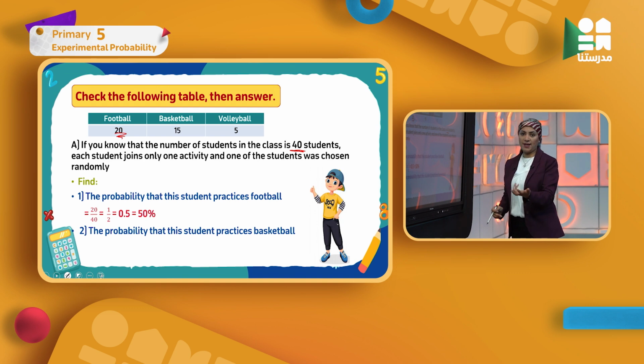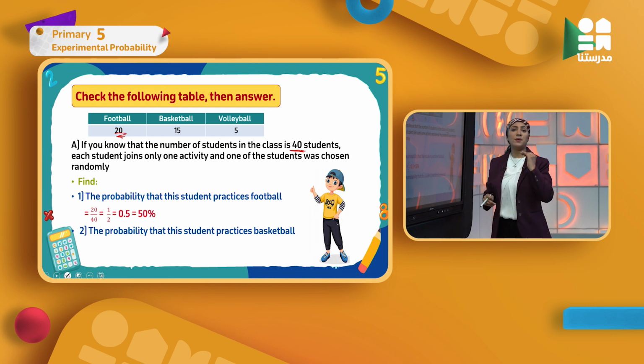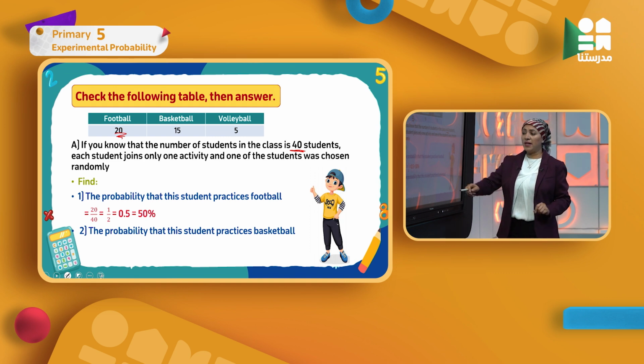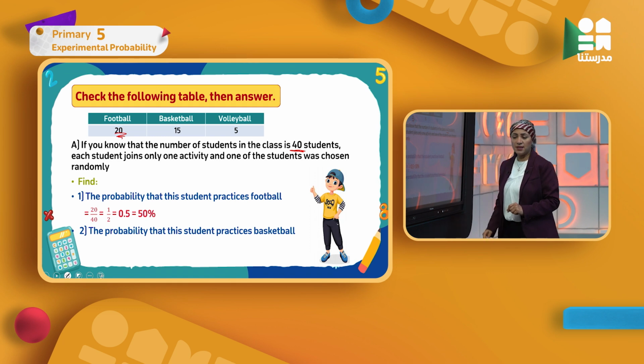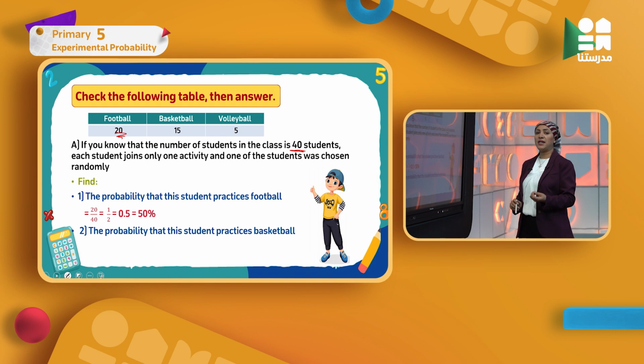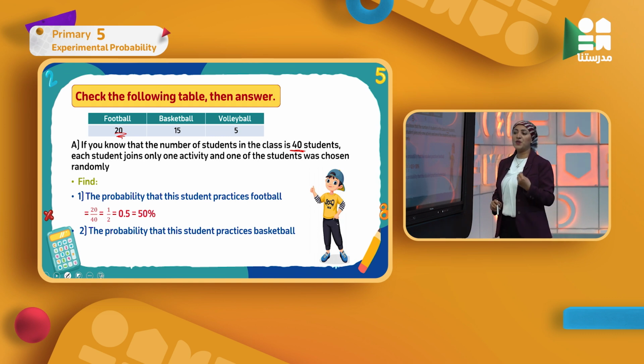Of course, when I get a number like this one, I have to simplify it to the simplest form. Okay? Don't forget to simplify. Don't just get me the probability and leave it as it is. You have to simplify it to the simplest form. So it's 20 over 40, which equals, both of them can be divided by 10, so it will be 1 over 2, equals 0.5 or 50%. Then the probability of having a student that plays football is 50%.